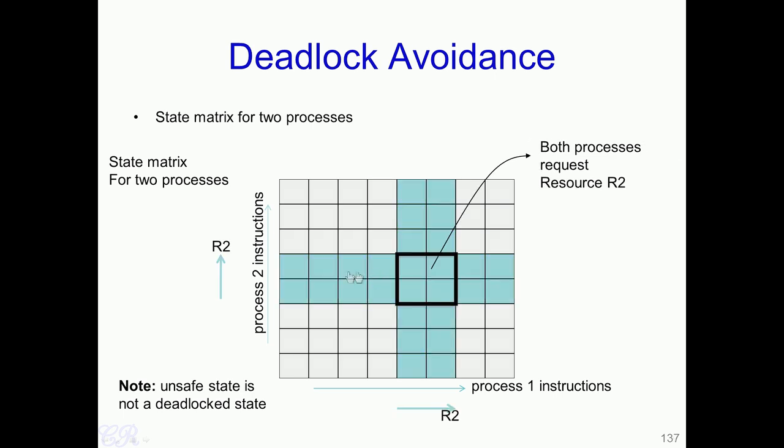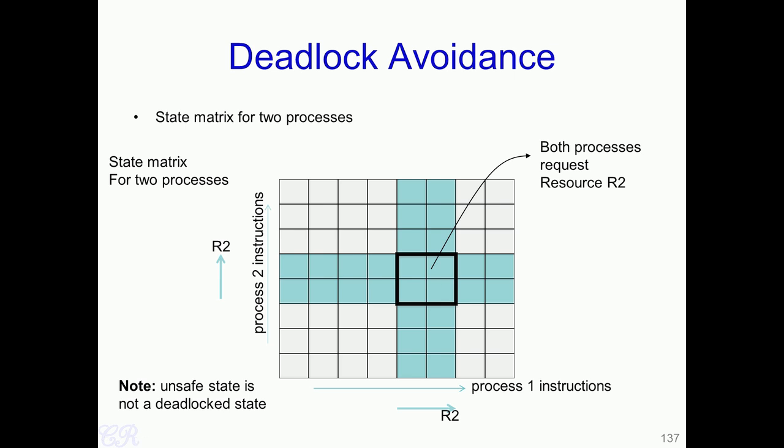Similarly, let us say that there is another resource R2 which is required in these particular instructions by process 2 and these particular instructions in process 1, and we correspondingly obtain an intersecting square as shown here, and this square represents the part where both processes P1 and P2 request resource R2. Now, what we will see is the intersecting part of R1 and R2 resources.